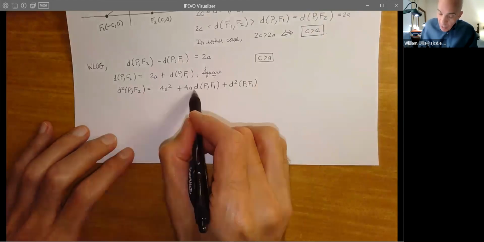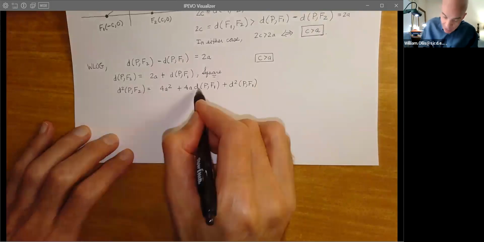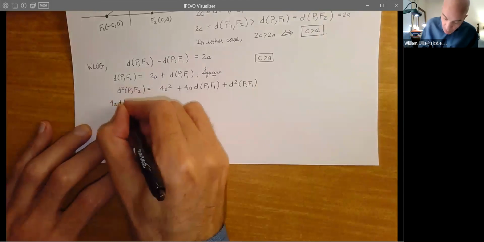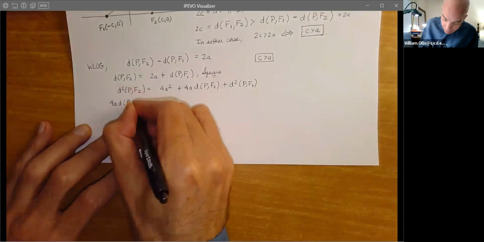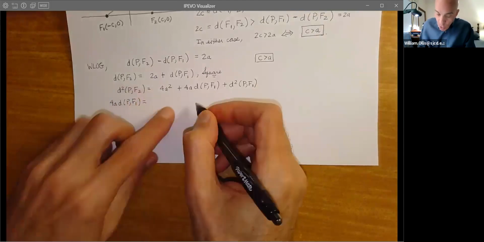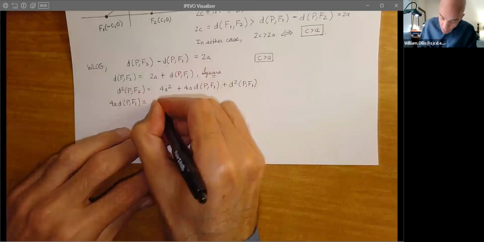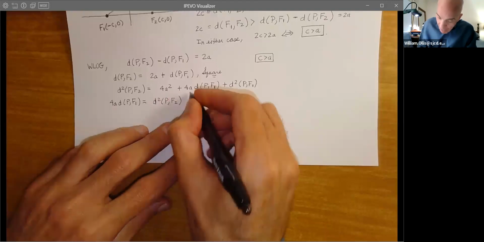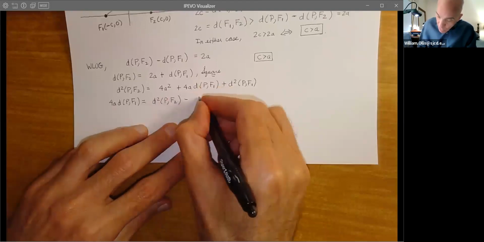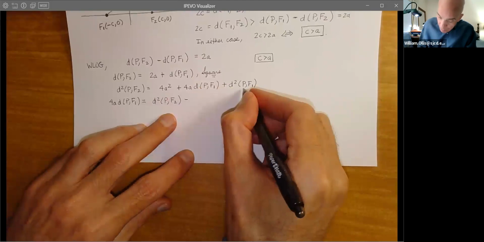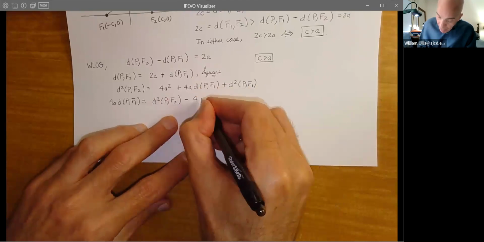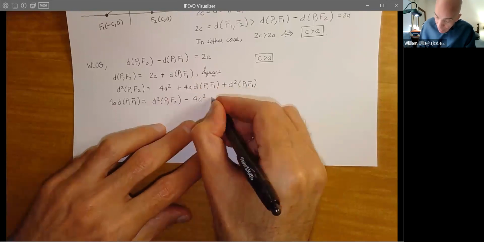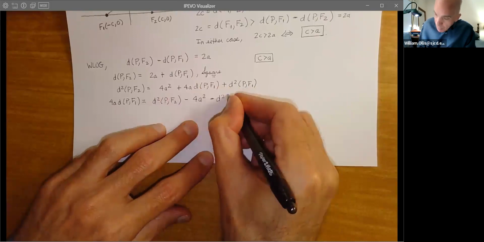So we'll write this first and then take all these over, but I'll put this on the left-hand side. So this will be 4a times the distance between P and F1. And so we want these two terms to join this term. So this will be the square of the distance between P and F2 minus, if you like, let's just go ahead and write this term, or this one, it doesn't matter, 4a squared. And then minus the distance squared between P and F1.